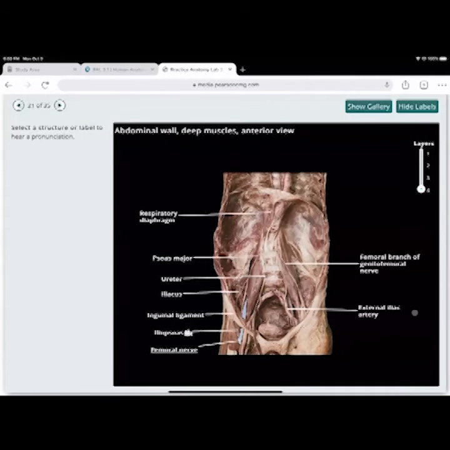Okay, you got your external iliac artery and your femoral branch of the genitofemoral nerve. Okay, that's the real deep dissection.